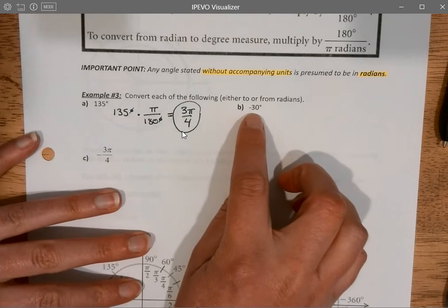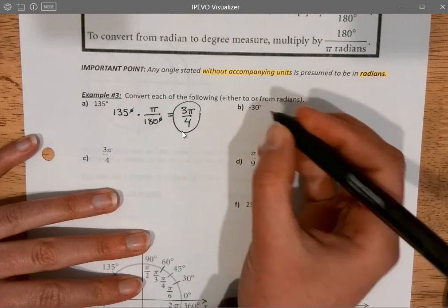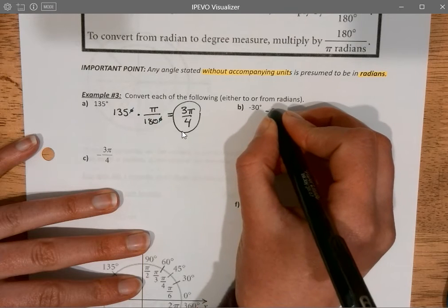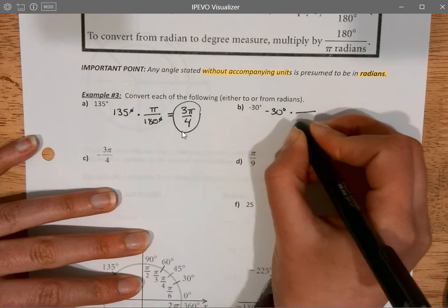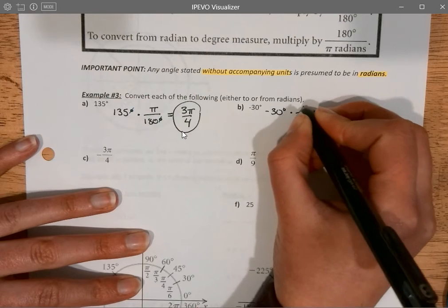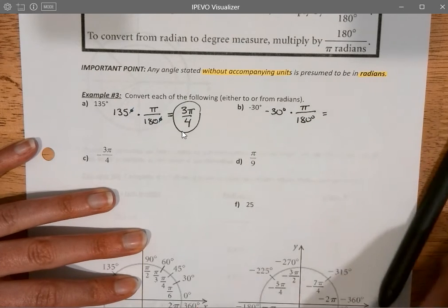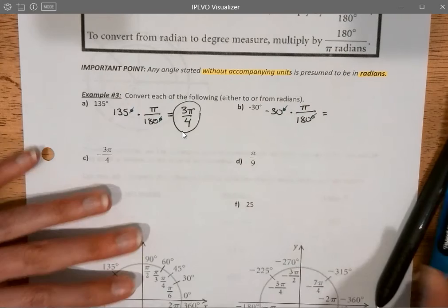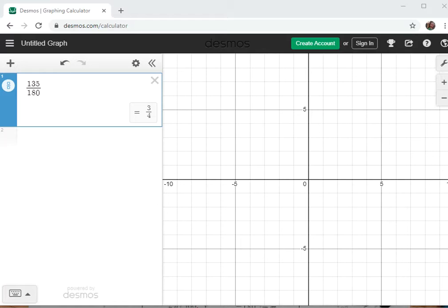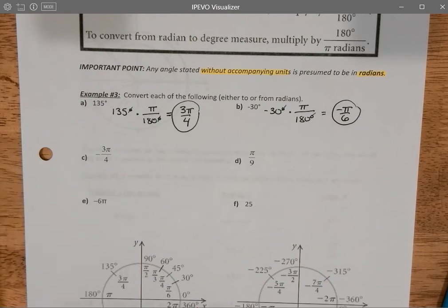Okay, now I've got negative 30 degrees, something similar. So we're going to write this as negative 30 degrees. Need the 180 degrees in the bottom to get the units to cancel, pi radians across the top. Again, that cancels out the degree measure, and I'm going to not type the pi. I'm just going to type in the negative 30 divided by the 180, giving me negative 1/6. So negative 1/6 pi, or negative pi over 6 is how we would commonly write that. And I'll flip back to my screen. There we go, negative pi over 6.